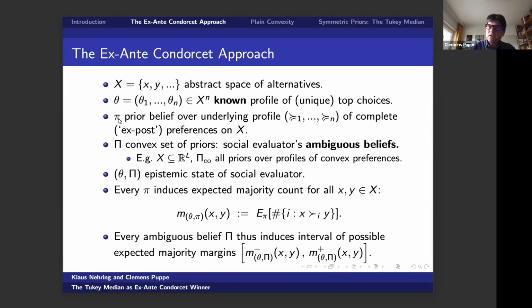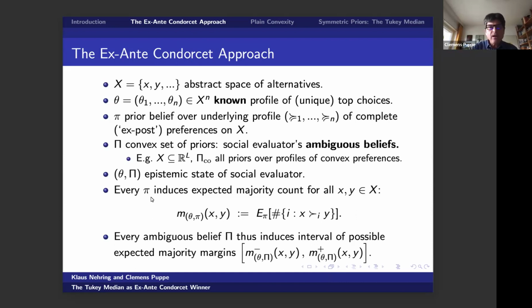So therefore, we cannot assume so easily that the social evaluator is Bayesian in the sense that the social evaluator has a unique prior. Priors are essentially non-unique here. So we have to account for this fact. So we consider a set capital pi of priors, right? So the set is a convex set of priors, and the social evaluator does not know which prior is better than another prior, right? So there's just a set of possible priors, and that is then the epistemic state of the social evaluator. So the social evaluator knows the top choices, theta, and has a set of different priors over the complete preferences.